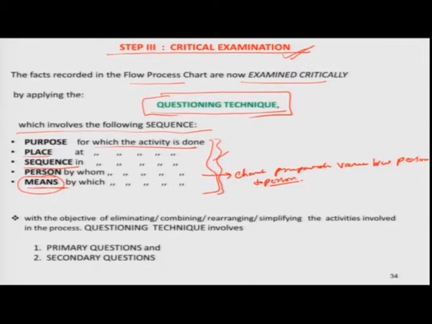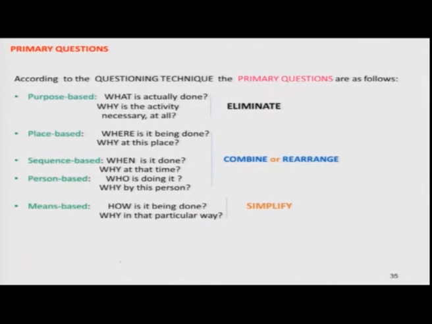Okay. With the objective of eliminating, combining, rearranging and simplifying the activities involved in the process, the questioning technique involves primary questions and secondary questions. So this is a trial and error method. Suppose you have made something and you realize you have made a wrong sequence in your chart preparation, then you will improve your chart and follow these steps again for examination of your chart. Okay. In a broad way these questions are divided into two parts, primary and secondary questions. What are the primary questions?